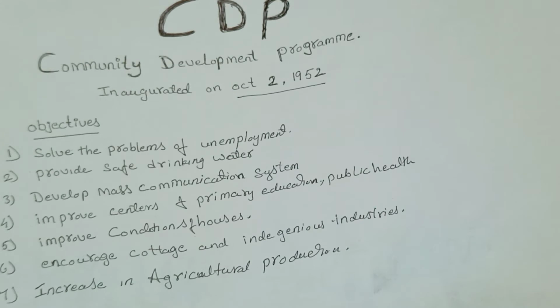The next point is to encourage cottage industry and indigenous handicrafts, because in rural places or villages, agriculture is the main occupation. Agriculture is a seasonal occupation, as we know. So we encourage cottage industry and indigenous handicrafts. Behind this, another reason is that it prevents the migration of rural people from villages to cities.